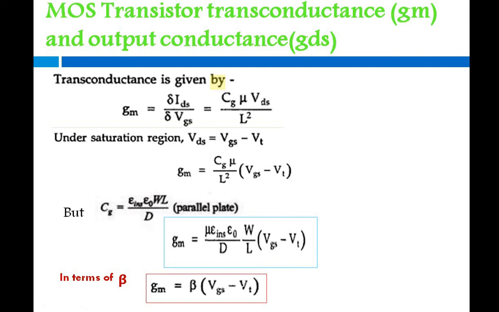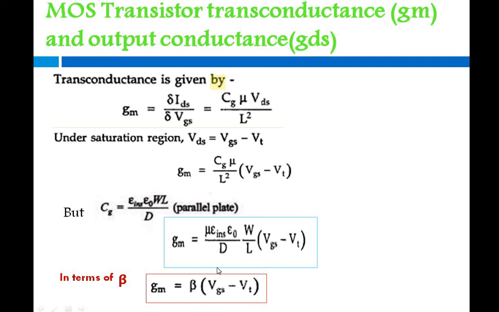D is, I don't remember actually what D is. So D divided by L. W L epsilon ins epsilon naught L divided by D. So that you substitute in the equation and you'll get this answer.